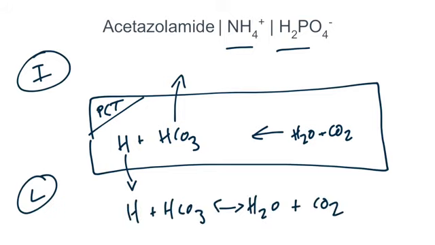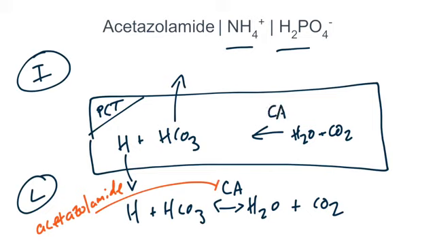Recall that acetazolamide is a drug that works by inhibiting the enzyme carbonic anhydrase, which catalyzes this reaction. It's important to know that it inhibits both the luminal carbonic anhydrase and the intracellular carbonic anhydrase. So the intracellular acid cannot be formed, and the luminal bicarbonate cannot be reabsorbed. Because there is less intracellular acid formation, there is less acid in the lumen of the nephron.